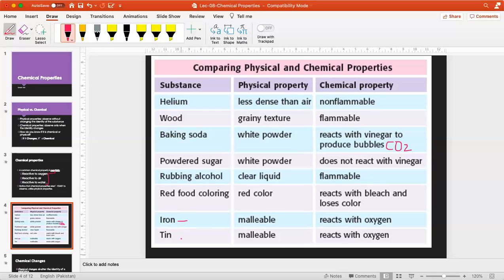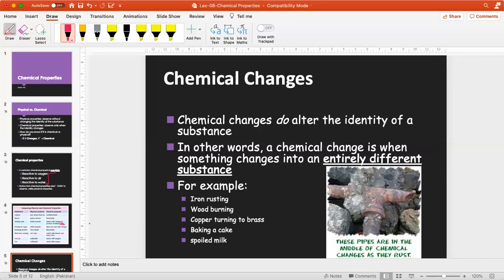Tin, again, is malleable and it freely reacts with oxygen. So now here you can completely understand what is meant by a physical property and what is meant by a chemical property. Now we come to the changes. What is meant by chemical change? Chemical changes definitely change the identity of a substance.